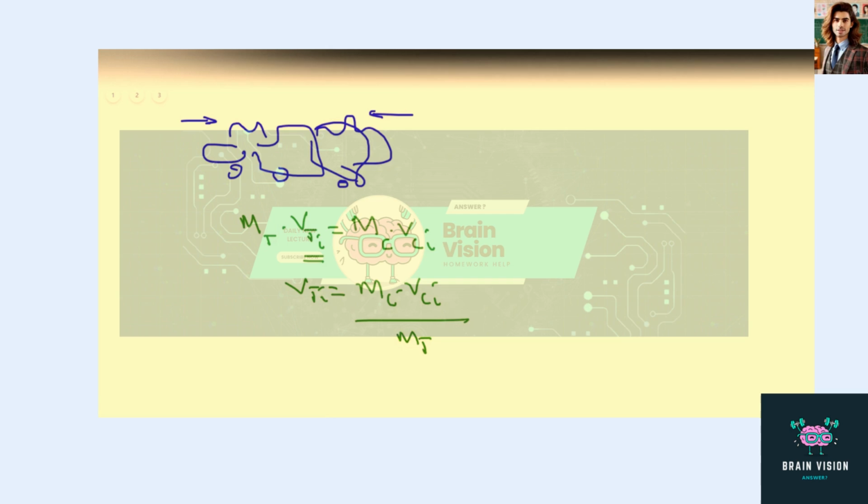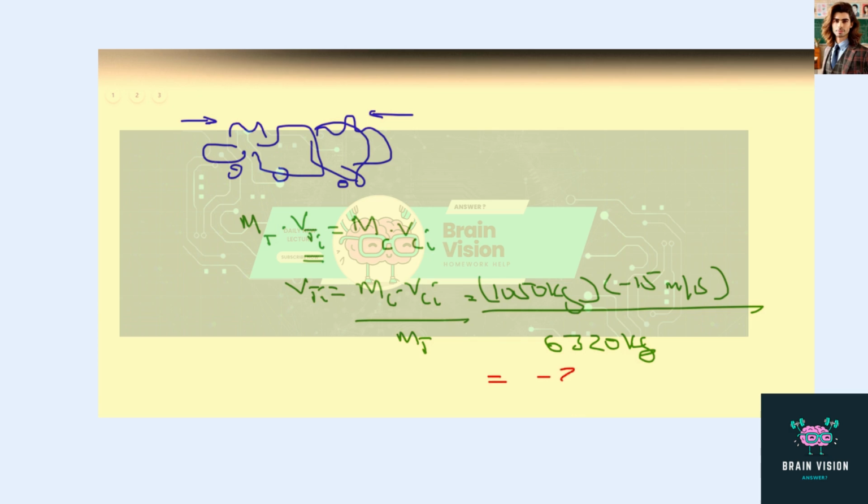And so this turns out to be: the mass of the car is 1050 kilograms, and its initial velocity towards the left is negative 15 meters per second, and the mass of the truck is huge. It's 6,320 kilograms, and that just means that the new velocity happens to be negative 2.49 meters per second. You're going to be moving towards the left.